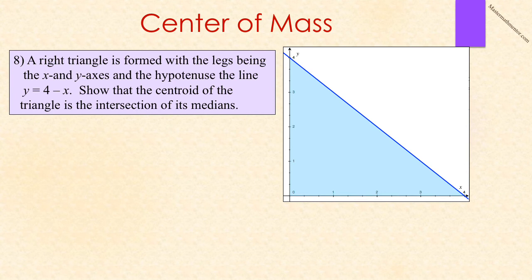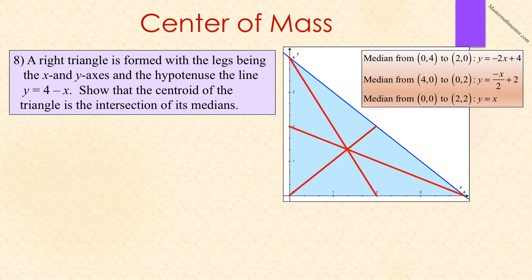In number 8, we are given a right triangle that is formed with the legs being the x and y axes, and the hypotenuse, the line y equals 4 minus x. We would like to show that the centroid of the triangle is the intersection of its median lines.